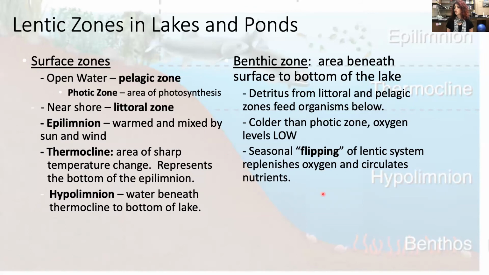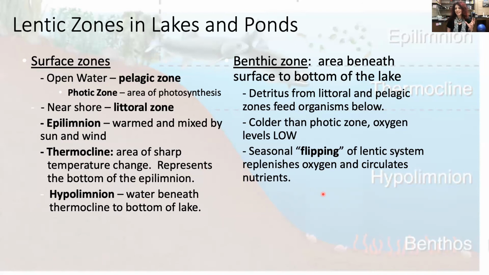This is where we have detritus from the littoral and pelagic zones that feed organisms below. As you can imagine, the benthic zone is going to be much colder than the surface zone. And in addition to changes in temperature, oxygen levels are also pretty low in the benthic zone. Now, what's fascinating is this phenomenon called seasonal flipping.